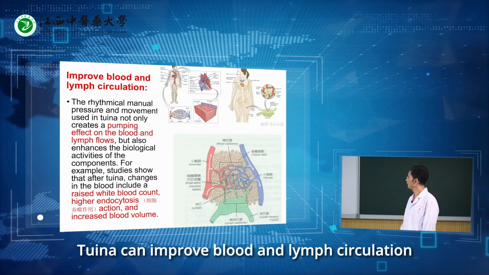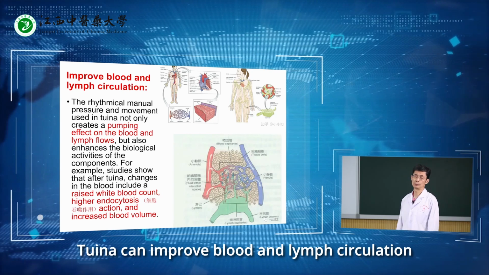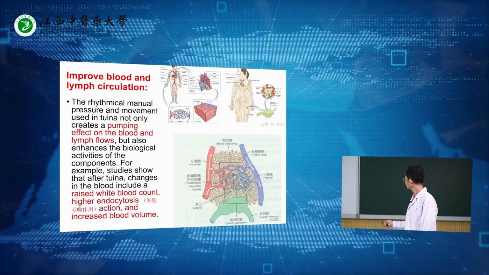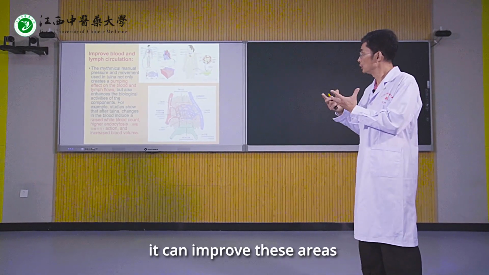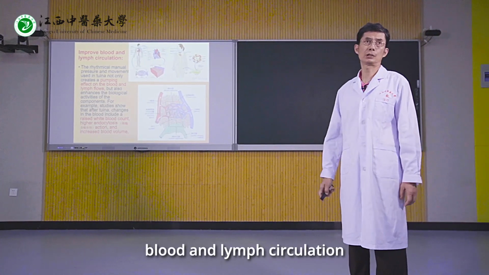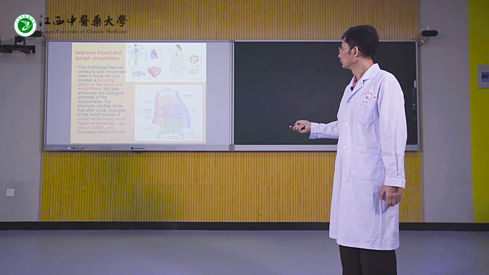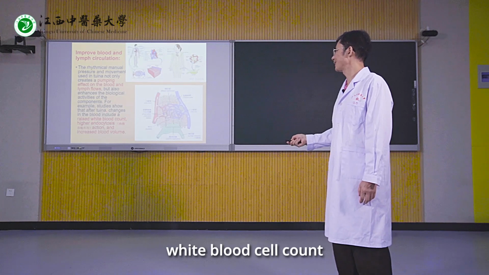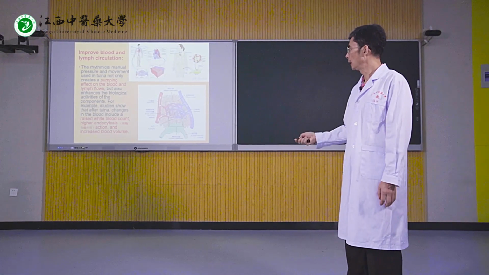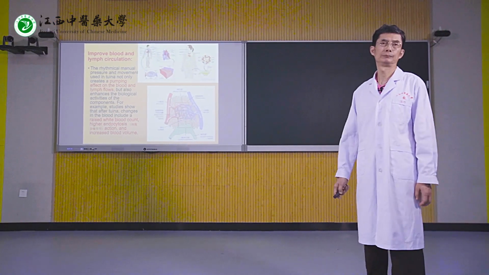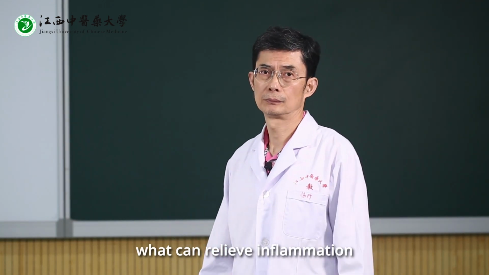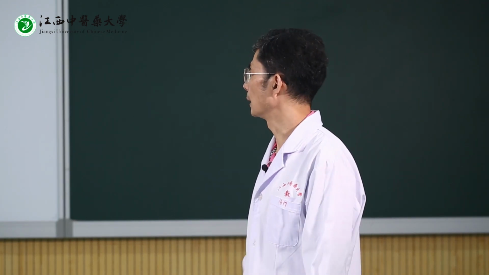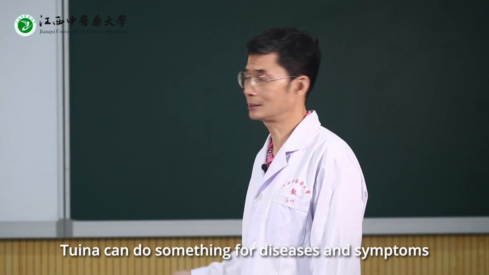Secondly, tuna can improve blood and lymph circulation. Take a look at this picture. This is a small area of our body under the skin, of course. When tuna manipulation acts on this area, it can improve the area's blood and lymph circulation. So what can it do? It can raise the white blood cell count through tuna manipulation, can enhance endocytosis action, and increase blood volume. All of these can relieve inflammation, or even infection. That is why tuna can do something for diseases and symptoms.